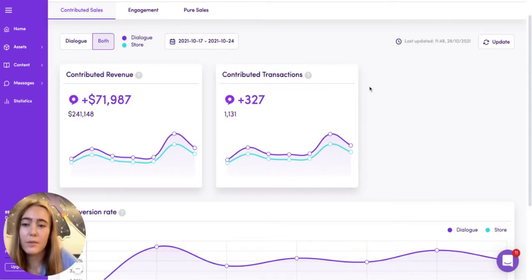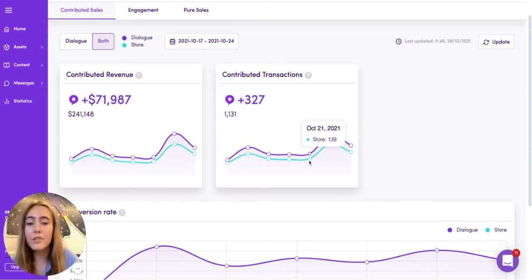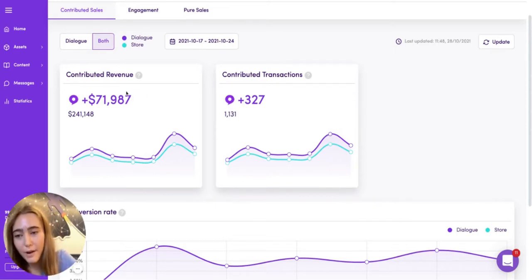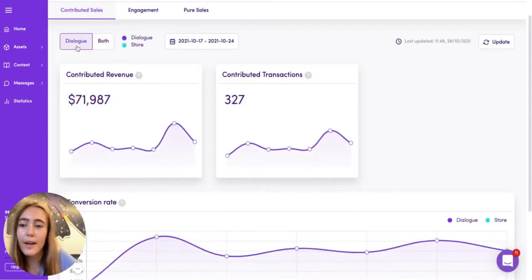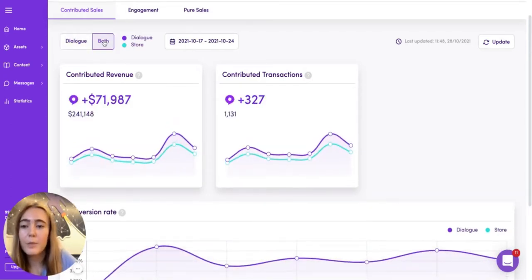Just in general, so you'll know, most of these statistics have two options. They'll have the graph of the store, and then on top of it, they'll have only dialogue. Specifically, contributed sales means sales that were made by dialogue users. Dialogue users are the users that interacted with dialogue assets. And then you'll see in the graph the contributions to the transactions and the revenue of the store. If you want to choose only to see dialogue, you can do that, or both like we started with.